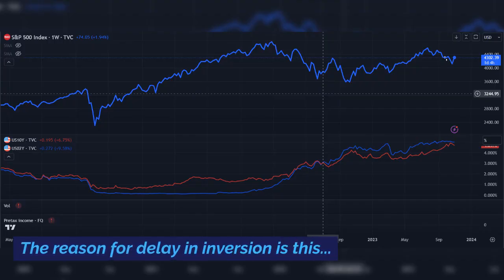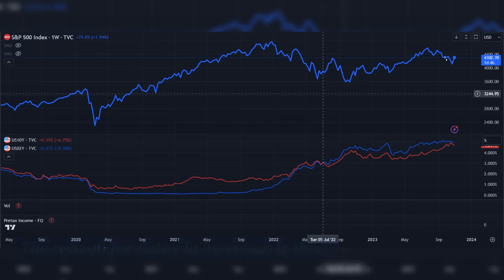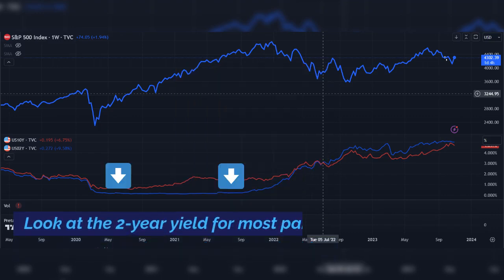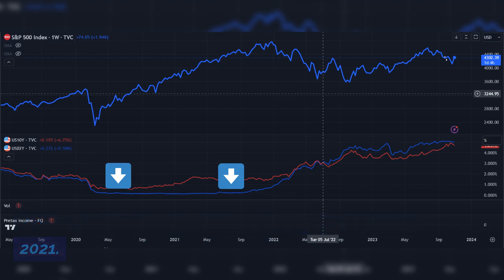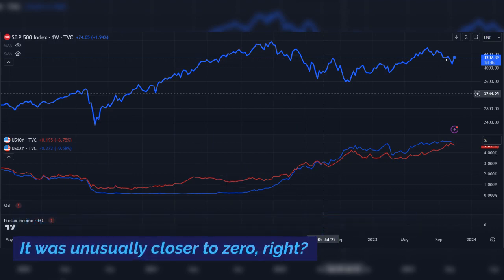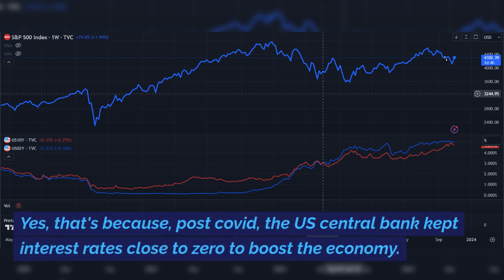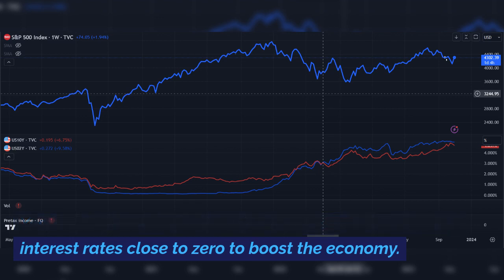The reason for delay in inversion is this. Look at the 2-year yield for most part of 2020 and 2021. It was unusually closer to zero, right? Yes, that's because, post-COVID, the US central bank kept interest rates close to zero to boost the economy.